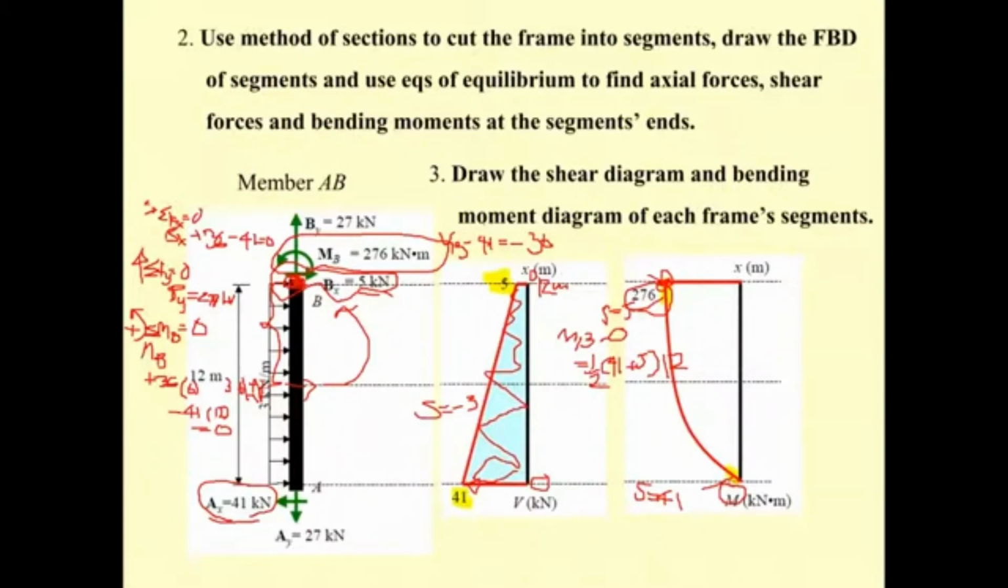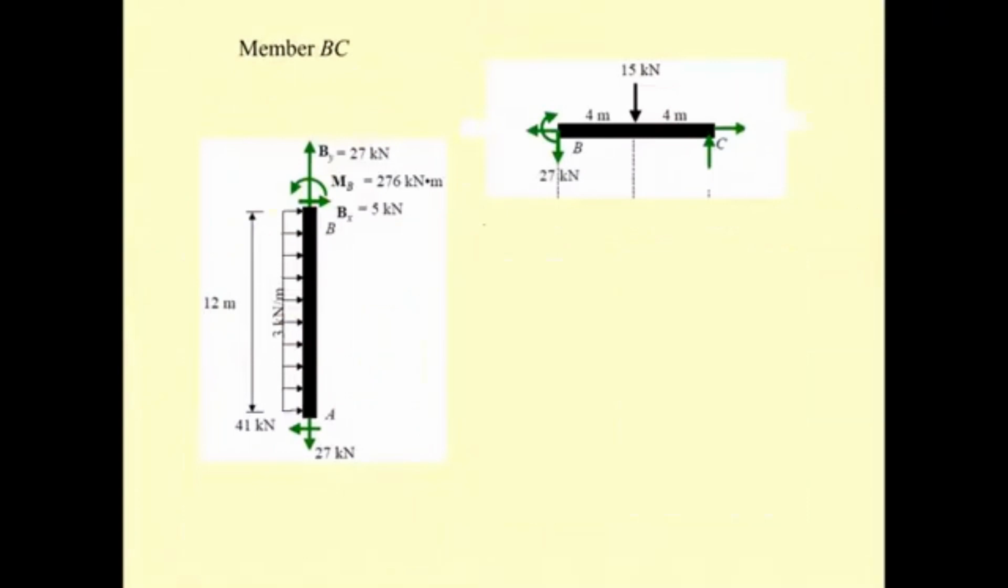Okay, next we have the member here. From what we have here, by Newton's third law, we get this 5 kilonewton from the shear to the axial force of the beam. The axial force of 27 changes to the shear force of 27, and the moment is here. And then we draw the shear diagram.